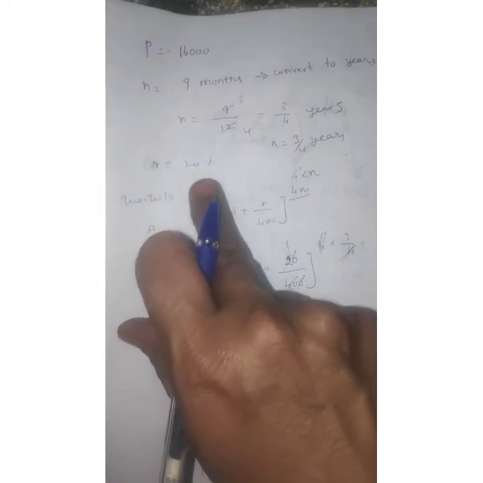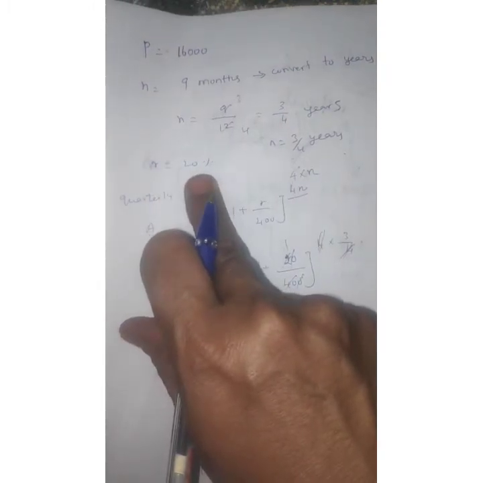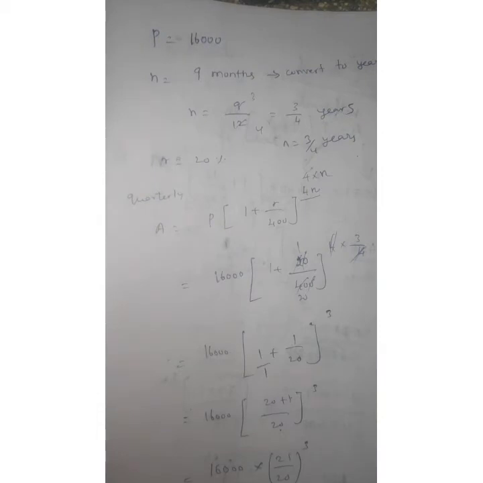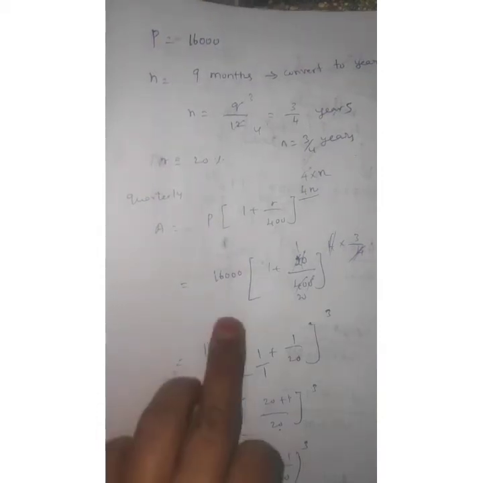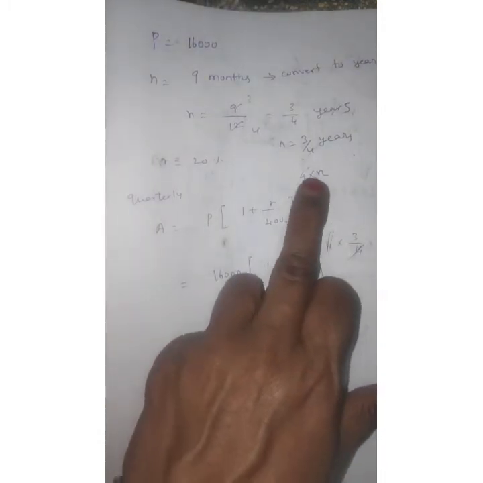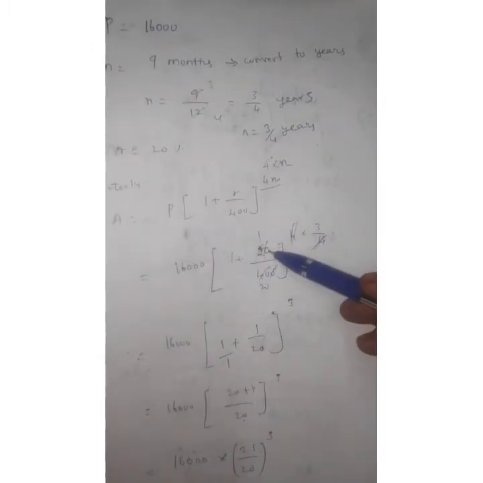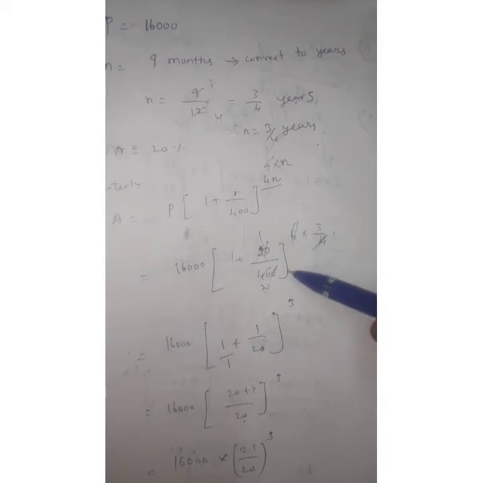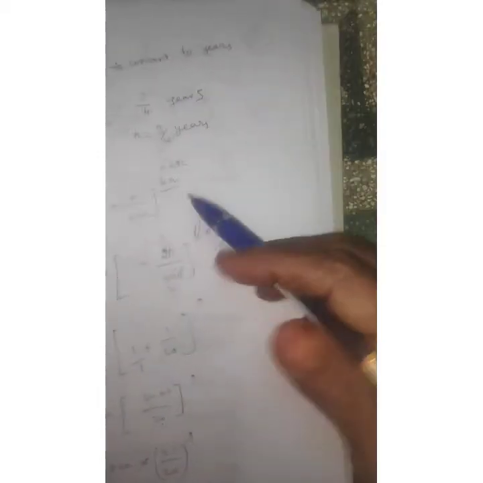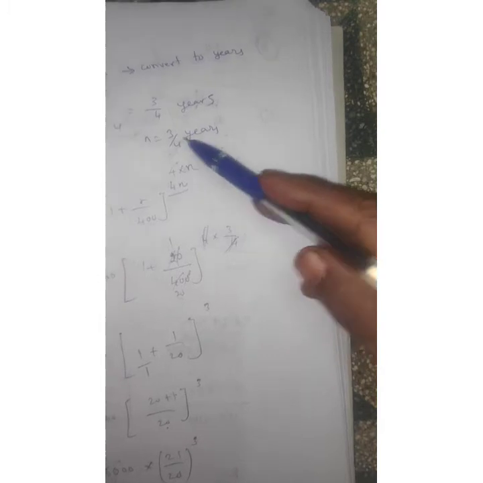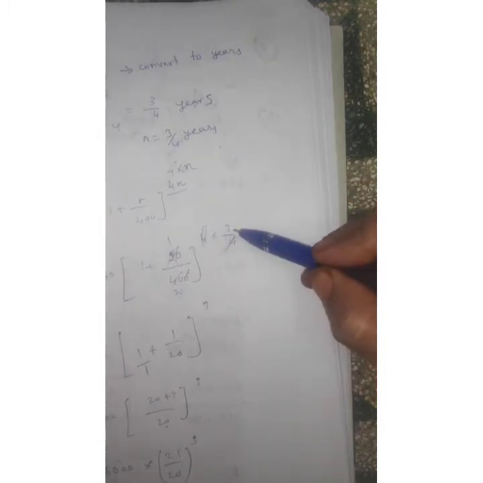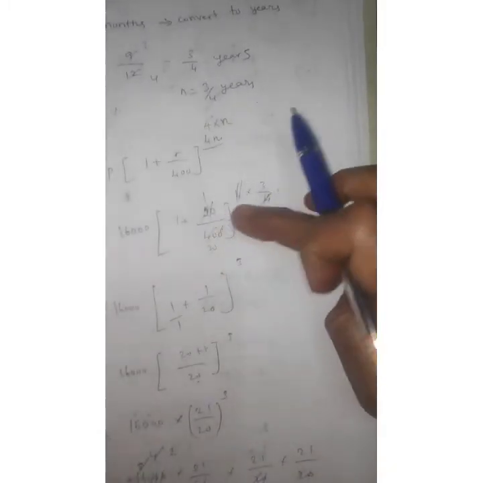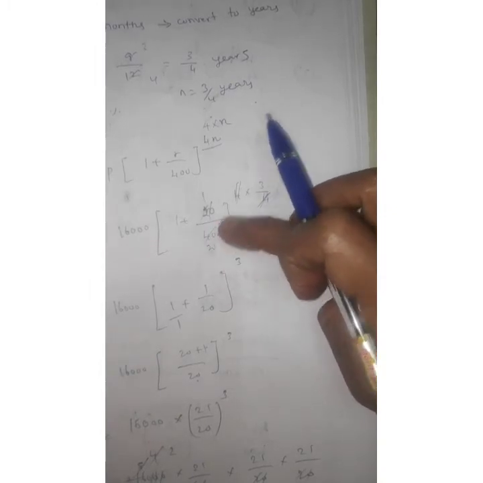The rate of interest given is 20%. Quarterly formula: A equals P into (1 plus R by 400) whole power 4n. 4n means 4 into n. So P value equals 16,000. Start the bracket: 1 plus 20 by 400, close the bracket, power 4 into n, where n equals 3 by 4. The 4 cancels, remaining is 3. Now 1 twenty is 20, 20 twenties are 400, strike out the number.